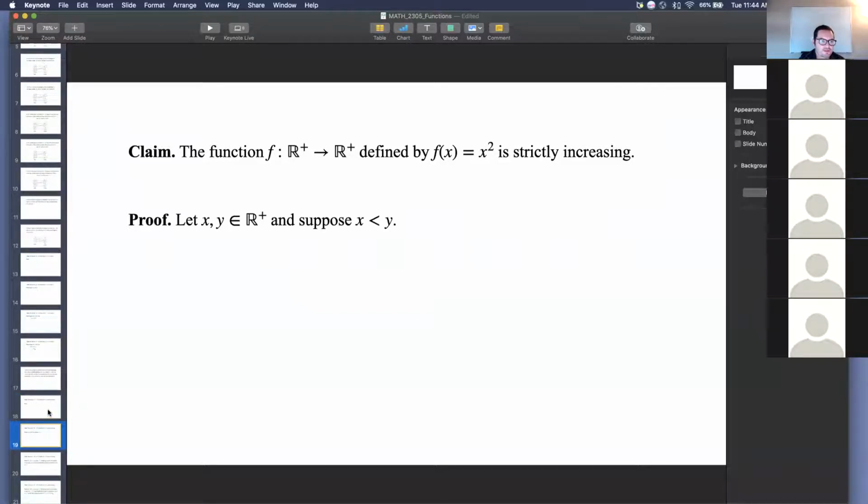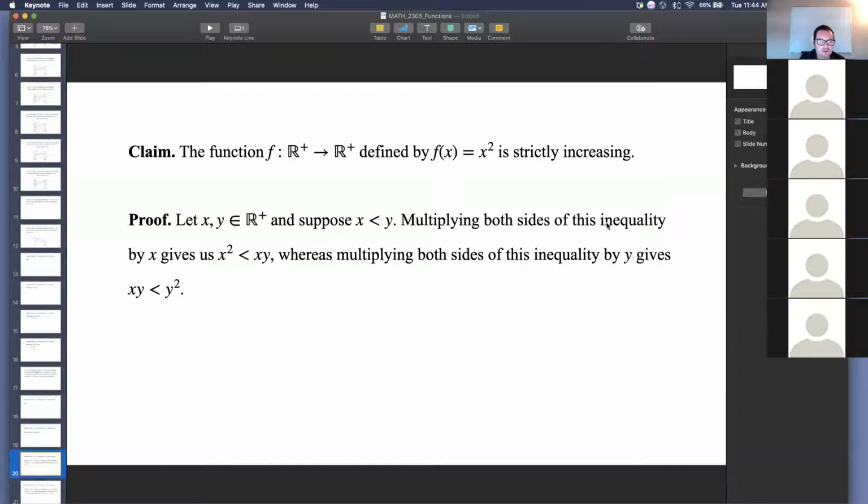All right, so let x and y be positive real numbers and suppose x is less than y. We need to show that this is strictly increasing, i.e. we need to show that f of x is strictly less than f of y. Multiplying both sides of this inequality by x gives us x squared less than xy. Note that since these are positive real numbers, the inequality doesn't flip. That's why I'm able to write this. Also, multiplying both sides of this inequality by y gives us xy strictly less than y squared. Again, the inequality didn't flip because y is a positive real number, so when you multiply both sides by a positive real number, the inequality doesn't switch signs.